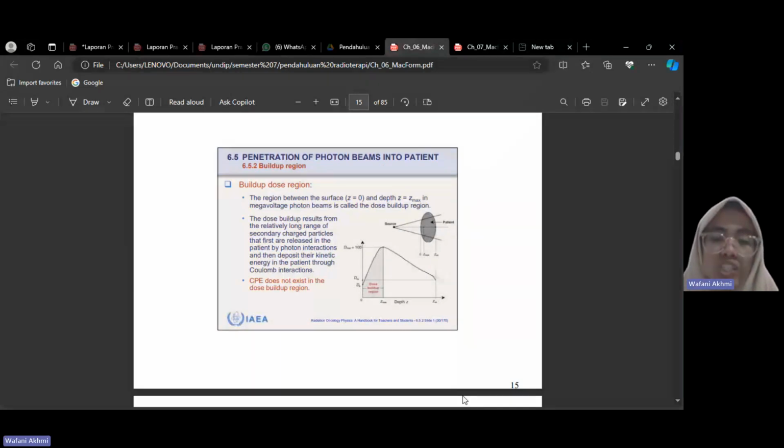Build-up dose region. The region between the surface and the depth Z equal to Zmax in megavoltage photon beams is called the dose build-up region. The dose build-up results from the relatively long range of secondary charged particles that first are released in the patient by photon interactions and then deposit their kinetic energy in the patient through Coulomb interactions. CPE does not exist in the dose build-up region.